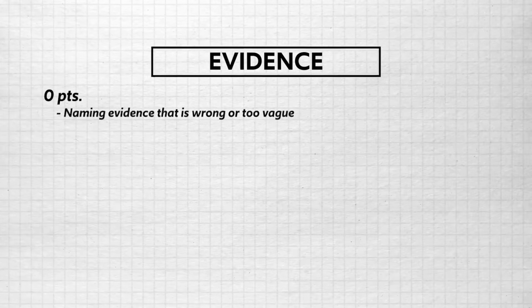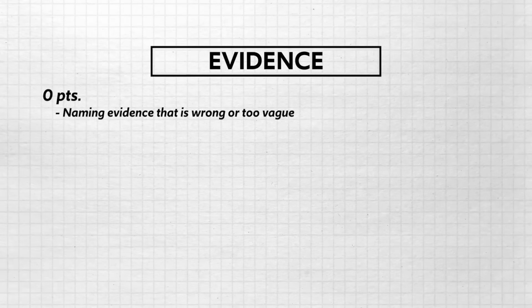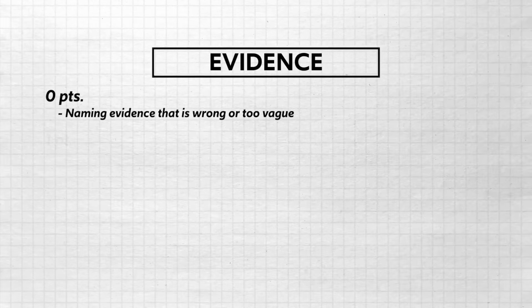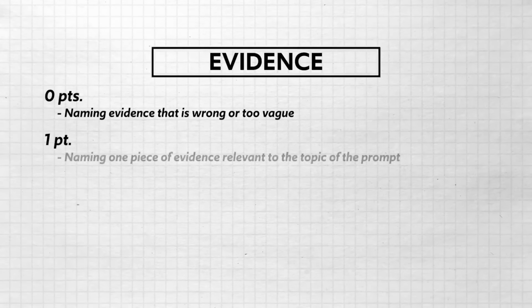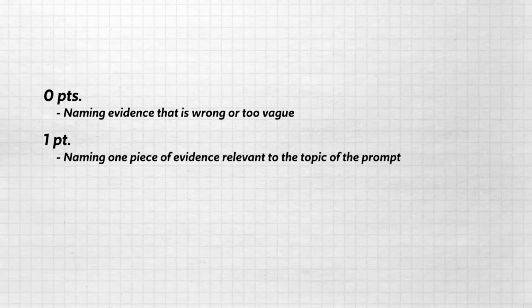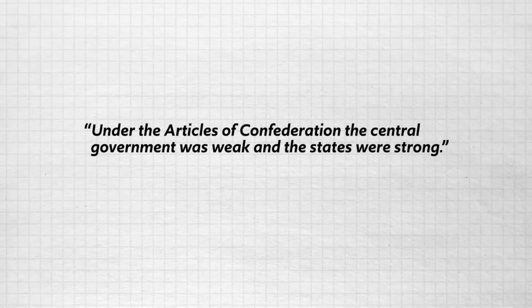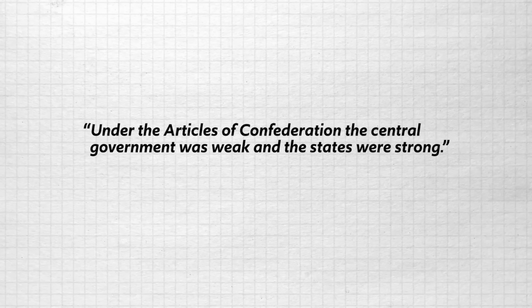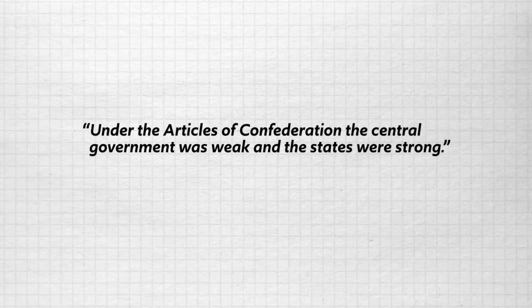You'll get this if your evidence is just flat out wrong or too vague. And to avoid the vague part, just make sure that you're thinking about actual vocabulary words from your textbook or your notes or class or whatever. That will keep you from being too vague. Okay, then you can earn 1 point here for naming one piece of evidence relevant to the topic of the prompt. For example, if you say, under the Articles of Confederation, the central government was weak and the states were strong, then that definitely is relevant to the prompt, but there's no real argumentation there. So if you do that, you will get 1 point.